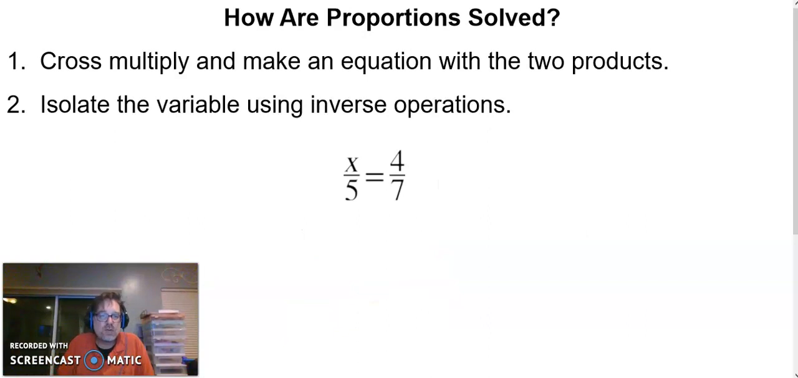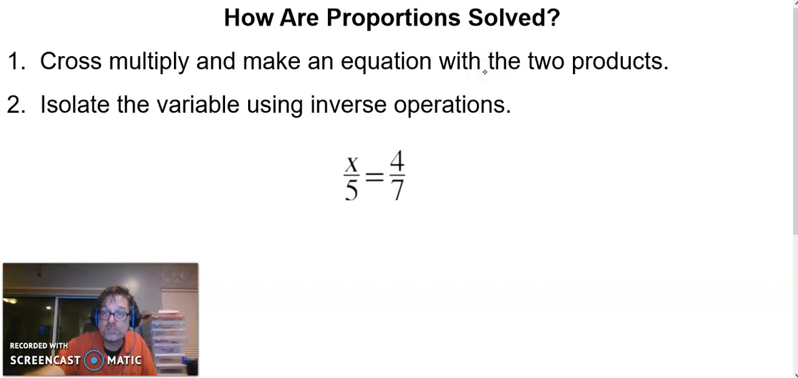And then how are we going to solve our proportions? A lot of times you've heard the words cross multiply. This is when we're going to cross multiply and solve. So we're going to cross multiply and make our equations with two products. Where students mess up is they cross multiply and then write their products as a fraction. We're not going to do that. We're going to write it as an equation.